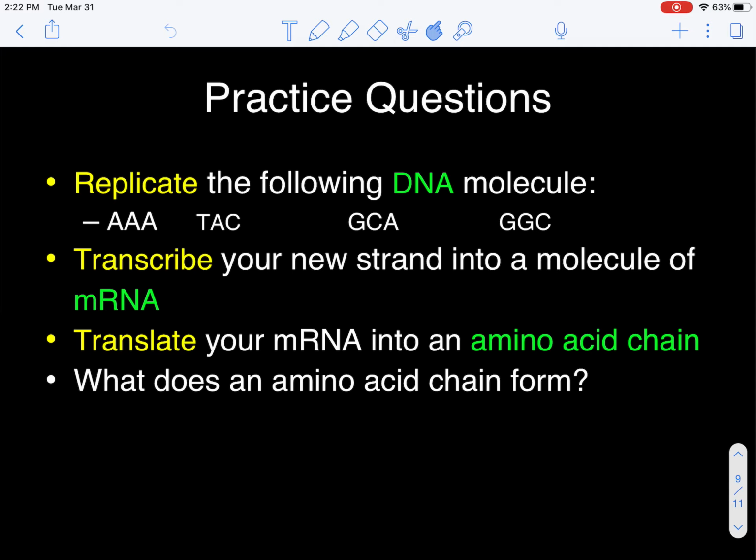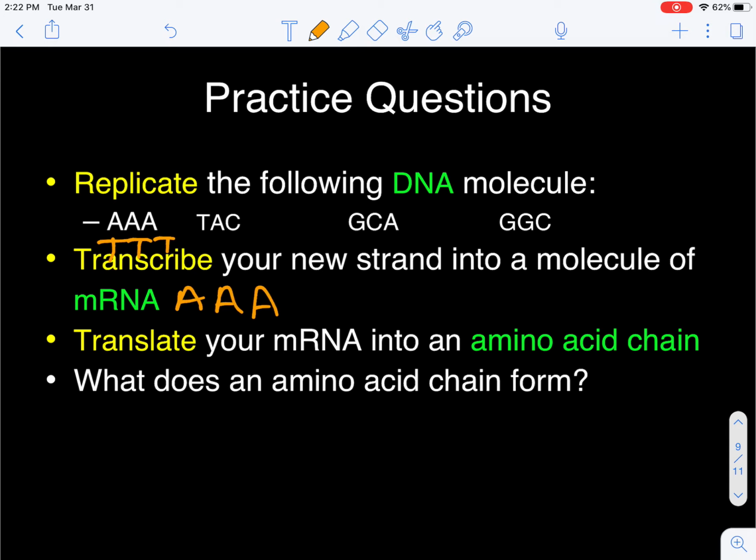Once you have your new strand of DNA, then you're going to transcribe it. So if you see here, this is going to be T, T, T. If I transcribe that to RNA, I'm going to get A, A, A. Translate your mRNA into an amino acid chain.